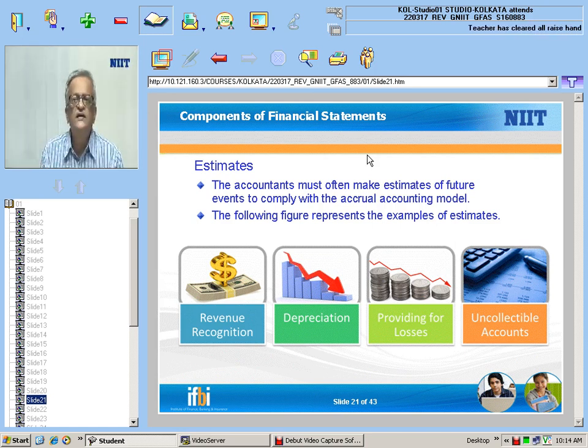So, estimates. The accountant must often make estimates of future events to comply with the accrual accounting model. If you want to follow the accrual principle, certain estimates have to be made. As you can see, revenue estimate, depreciation estimate, provision for losses, provision for obsolete inventory, provision for uncollectible accounts. All these types of estimates have to be made in order to comply with the accrual principle.